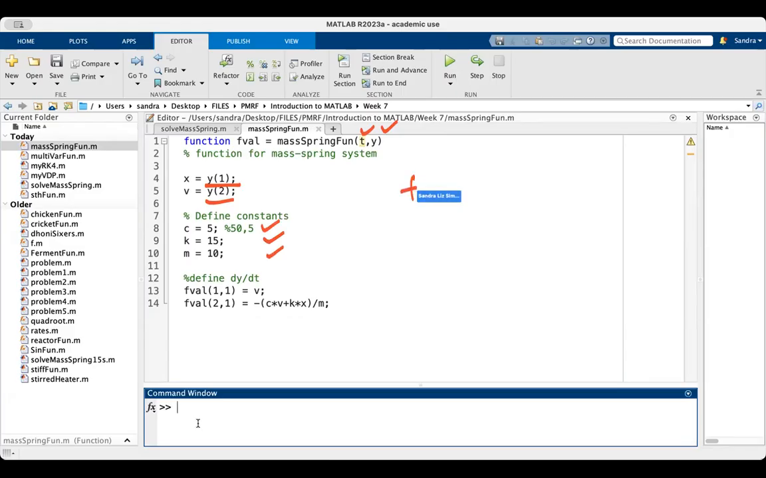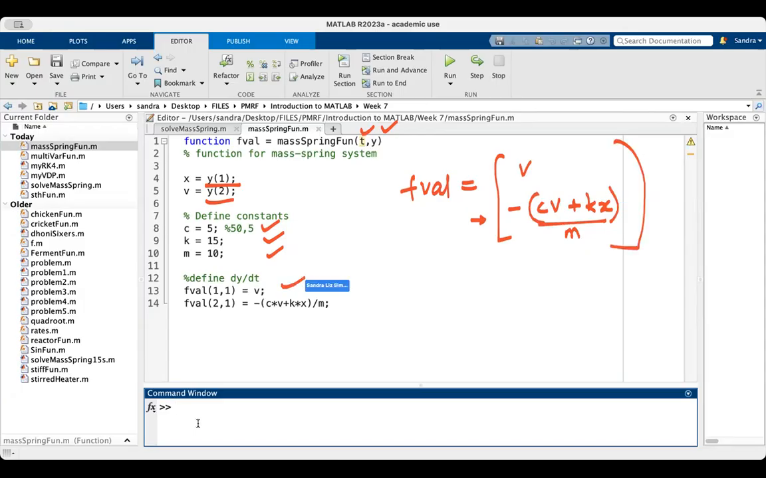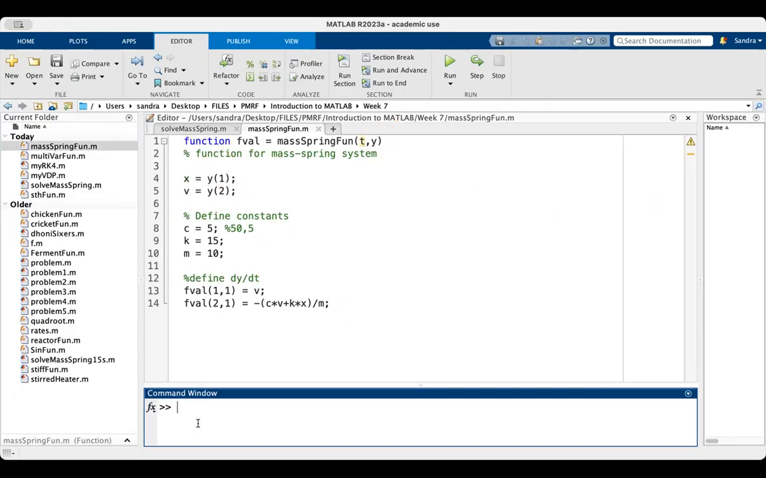So fval is the column vector for the function. fval(1,1) means first row, first column, and that is v. And fval(2,1) means second row, first column, so that is minus c v minus k x, divided by m. You write this also as a column vector, and this fval will be given as the output here. You're taking in the time and the y, from y you extract x and v, you write the two functions with the variables we have, and you output the function. So this is the syntax.